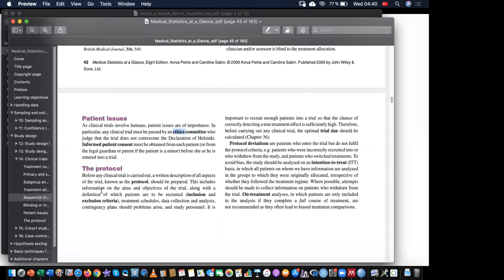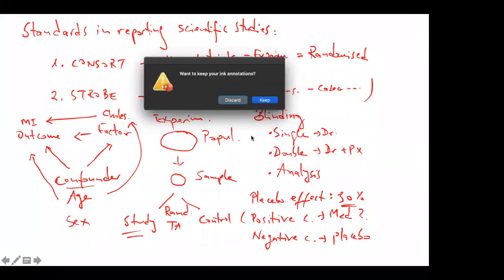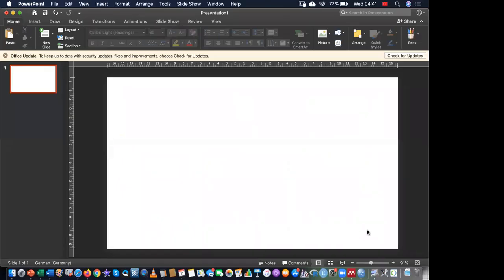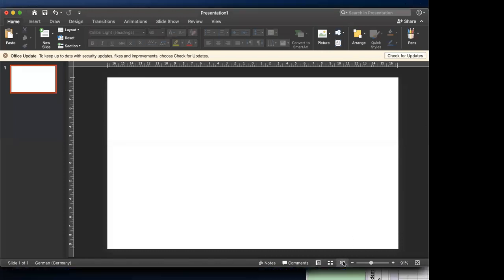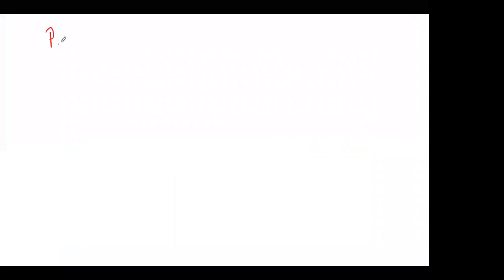Okay, and lastly, during this study, you will have protocol deviations. That also I need to mention. Sorry, I wanted to make a break, but without mentioning the intention to treat, I should not give the break. We have protocol deviations. What is a protocol deviation?